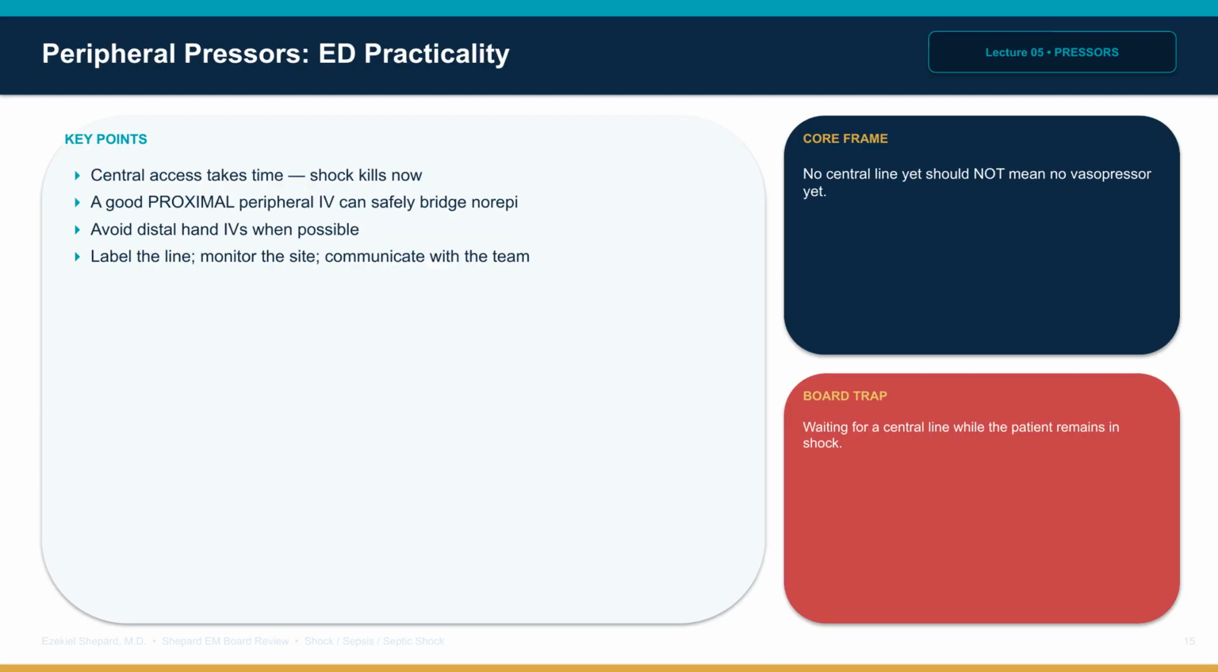Peripheral pressors matter because central access takes time. A good proximal peripheral IV can safely bridge norepinephrine when shock is killing the patient now. Avoid tiny distal hand IVs when possible. Label the line, monitor the site, and communicate. The board concept is simple. No central line yet should not mean no vasopressor yet.